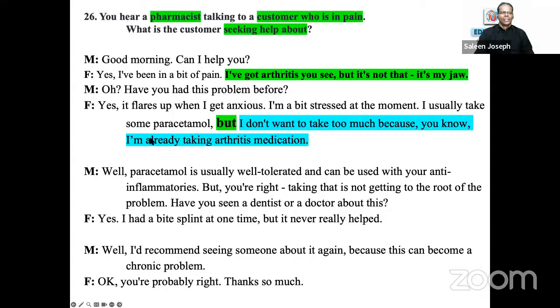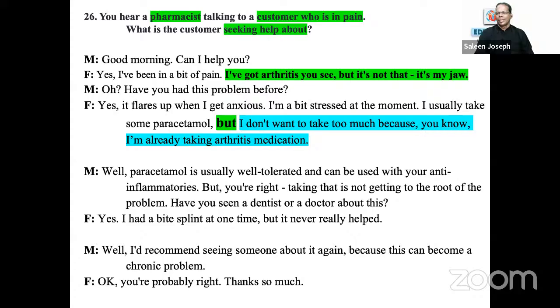Okay. Now I'm not going to play it again. Just check here. I just want to explain the strategies here. See, whenever there is a contrast word, what happens? The answer will be after the contrast word. After the contrast word, something important will be there. Even here, there is a contrast word. I have got arthritis, you see, but it's not that. It's my jaw.